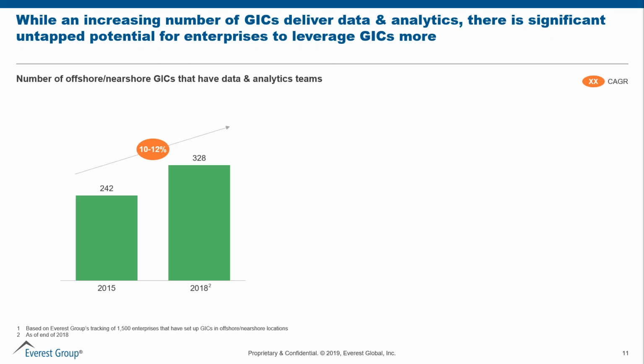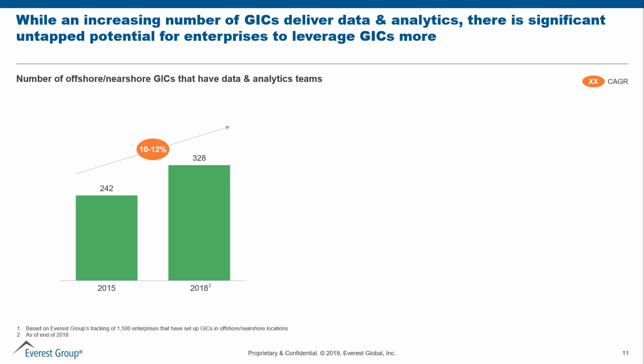Clearly, the number of GICs leveraging data and analytics is increasing, almost a 10 to 12% growth, with roughly 330 companies leveraging GICs for data and analytics. The reasons for leveraging GICs are not too surprising. My experience is that companies are leveraging the GICs as true capability hubs for data and analytics. Given the challenges in various source markets like the US or UK, the offshore and nearshore locations are being preferred to build data and analytics. It's really not about the cost saving, but the value and capability that this brings in.